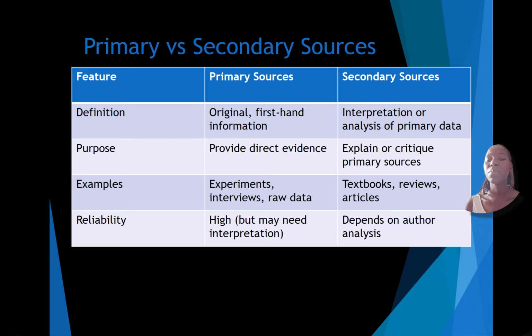Primary examples are experiments, interviews, raw data. These are raw data from experiments you make, like when you're in the lab. For the second one, you have textbooks, reviews, articles. These are written; they are just interpretation of the primary. Reliability is high, but you may need interpretation, like you need someone to interpret for you, and it depends on the author's analysis.